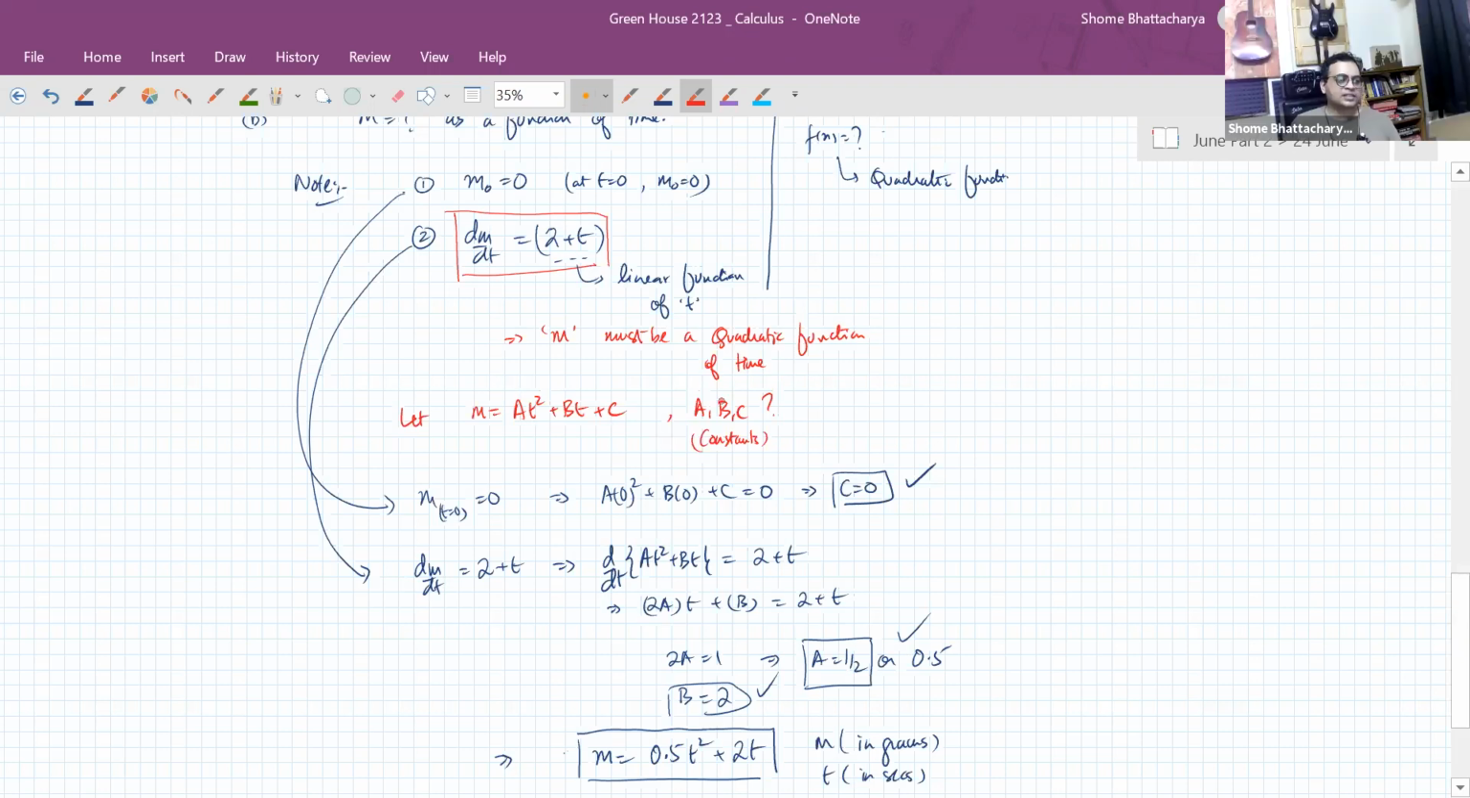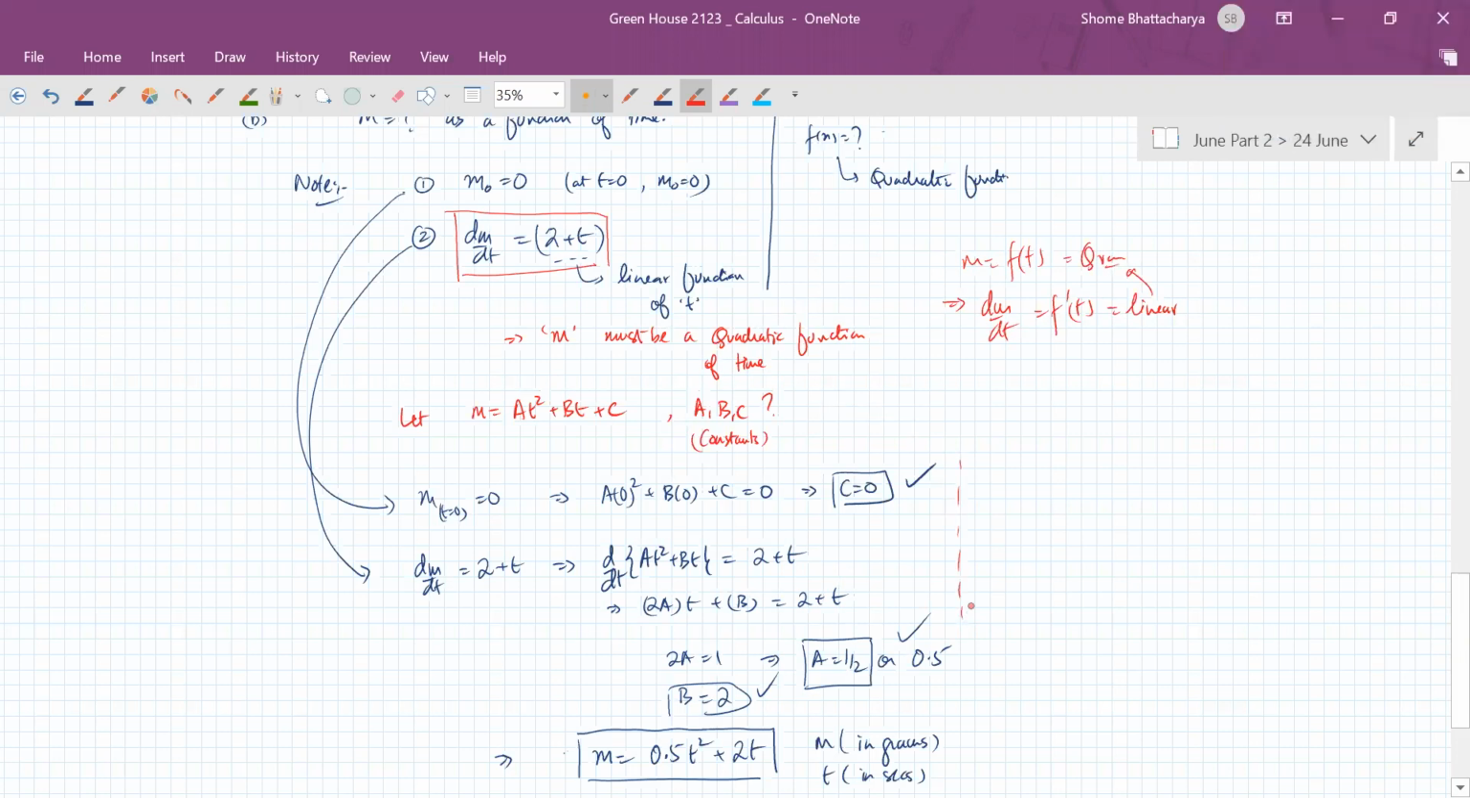So now if I assume mass is some kind of function of time, then obviously dm by dt is the derivative of that function. So this derivative is linear. Okay, so that means this must be quadratic. So that's the idea that I'm using here.